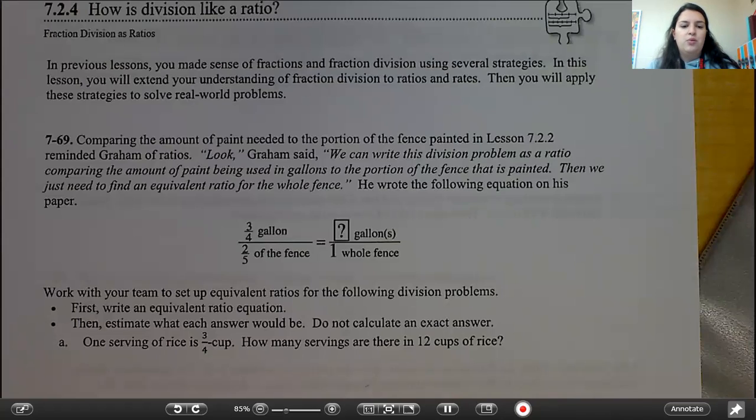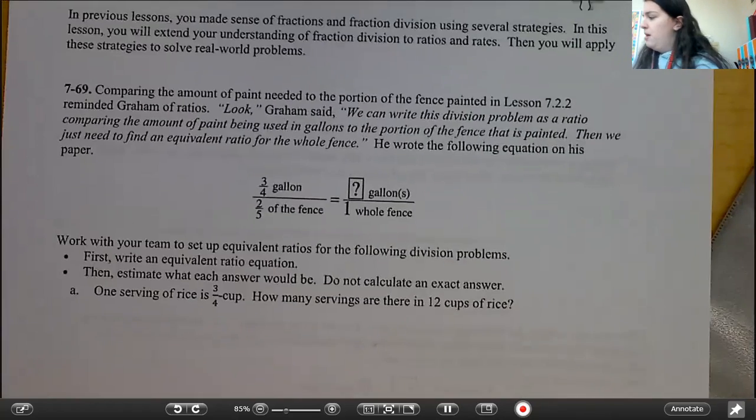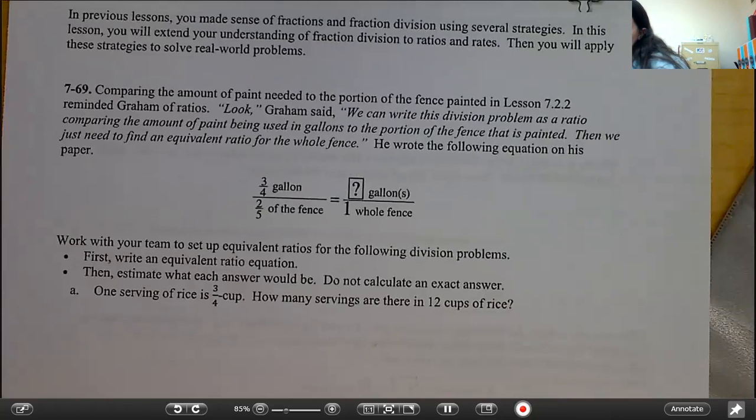Work with your team to set up equivalent ratios for the following division problems. First, write an equivalent ratio equation, then estimate what each answer would be. Do not calculate the exact answer. So we're going to do the first one together. We have 1 serving of rice is 3/4 cup. How many servings would there be in 12 cups?